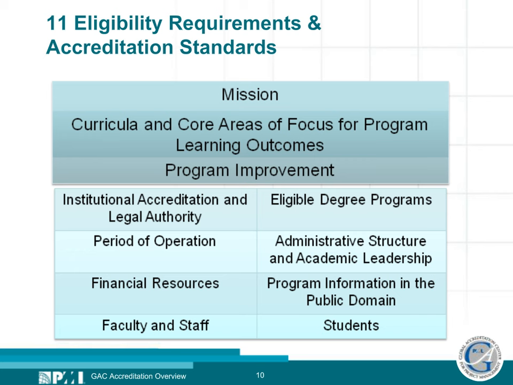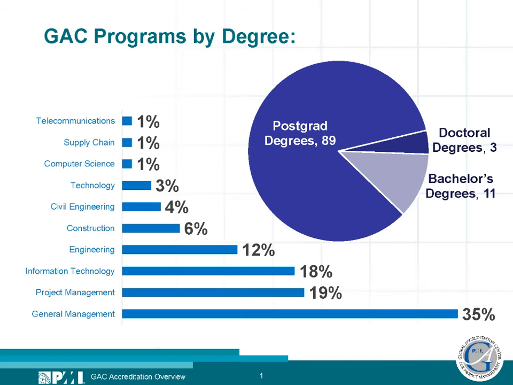These standards address all aspects of a degree program, from administrative structure to student admission policies to faculty and financial resources. But 3 standards are of absolute importance as they speak to the primary purpose and goals of the applicant program. The program's mission, and then flowing out of the mission, are the curricula and core areas of focus for program learning outcomes, and of course, program continuous improvement.